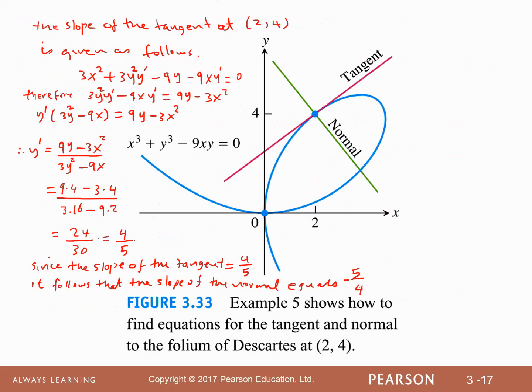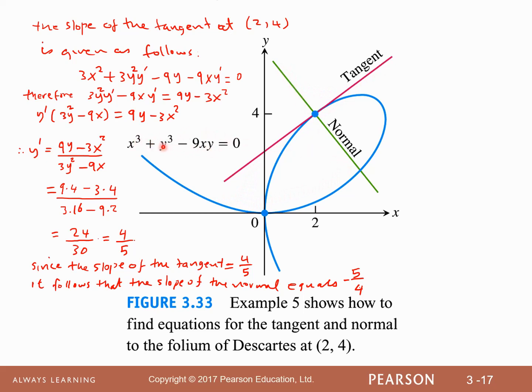Now we're going to go ahead and do example 5. We're going to show the figure that I promised, which is figure 3.33. And when we show the figure, which is right here, we're going to have to answer this, which says example 5 shows how to find the equation for the tangent and normal to the folium of Descartes at 2, 4. Okay, so this is our curve, and this is the tangent.